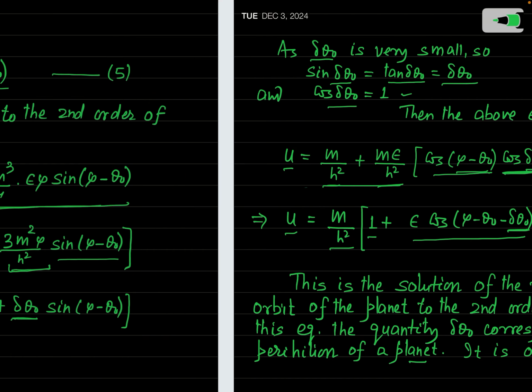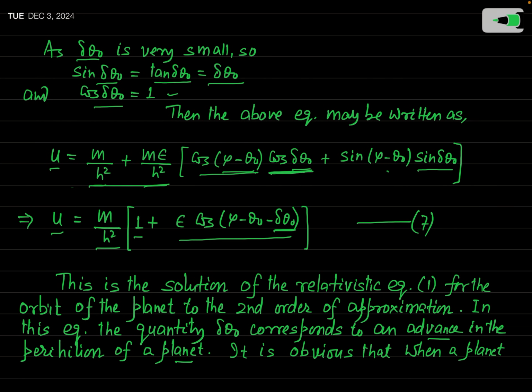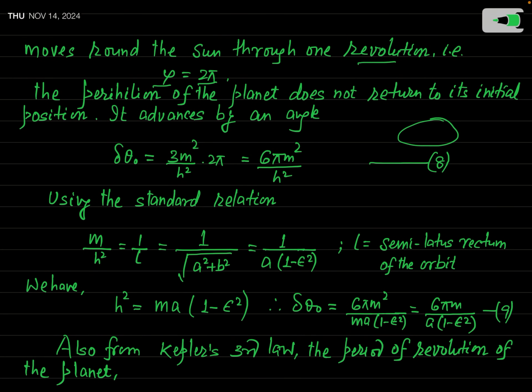You can find it easily from the defining equation of this delta theta naught. You know, delta theta naught is this much, and your aim is to find the advance in perihelion of the orbit of the planet after one revolution. And after one revolution, this phi will be 2 pi. So when phi is replaced by 2 pi, you will get the advance in perihelion after one revolution of the planet. Okay, so the advance in the perihelion is given by the angle delta theta naught, and this will be 3m square over h square times 2 pi. This is the value after one revolution, and so it is simply 6 pi m square over h square.